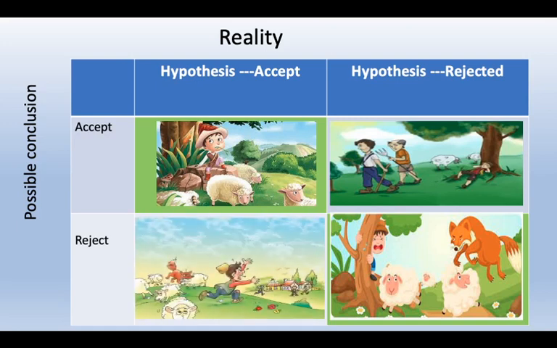In type 2 error, despite the presence of a wolf, the shepherd failed to gain the attention of the villagers. In courtroom language, it would be called acquittal of a criminal, and in simple terms we can say that over here we are stating a false negative column. So this is type 2 error.